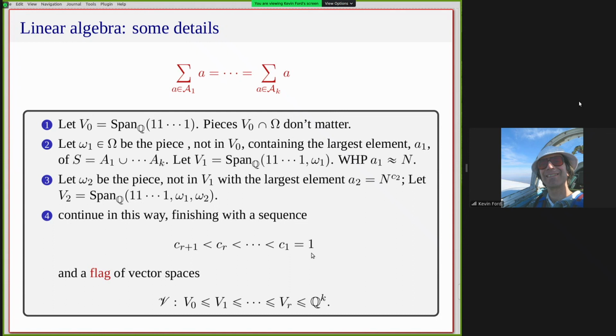And that produces our sequence, and it also produces what we call a flag of vector spaces that start with V0 and end with, let's say, Q to the K. We could have just said R to the K, but these are all rational, so stick with Q to the K. So that's some linear algebra that comes out of the method by looking at these various subsums and taking various linear combinations of the different pieces.